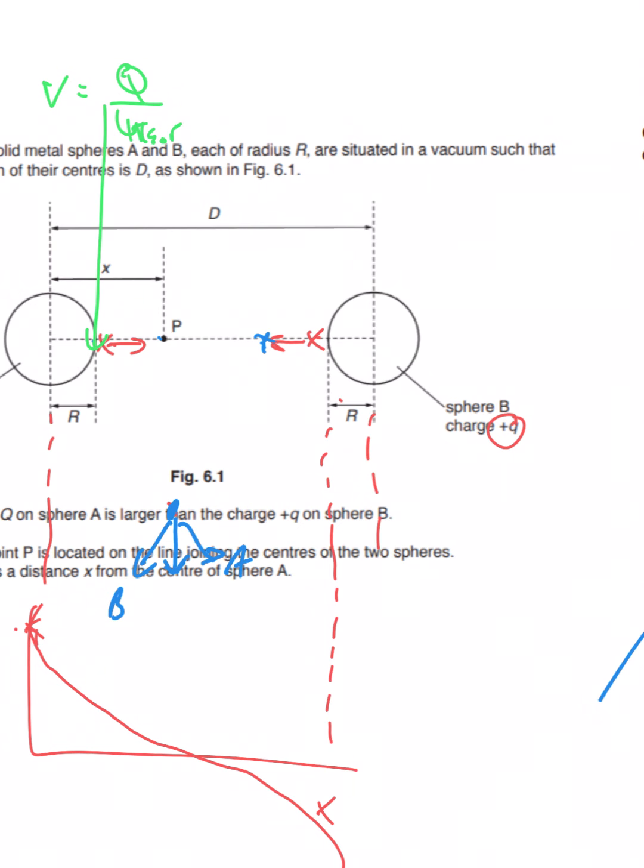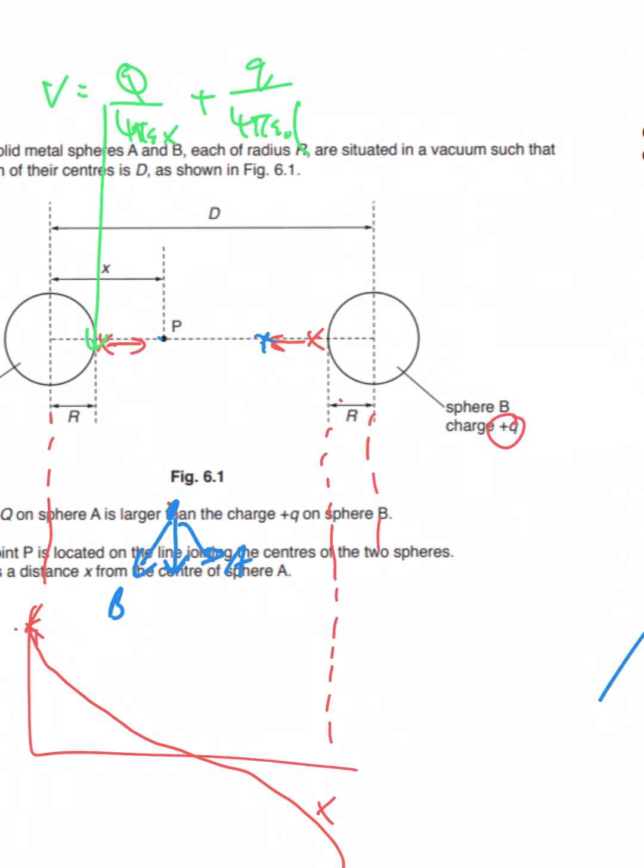Now, I've got two spheres, so I can add together the work done through both of them. So that will be plus little q over 4 pi epsilon naught. And I'm going to get rid of that R because I'm not dealing with R anymore. I'm dealing with X as my distance here. And here, this will be the distance from that one, so that will be, what would that be?